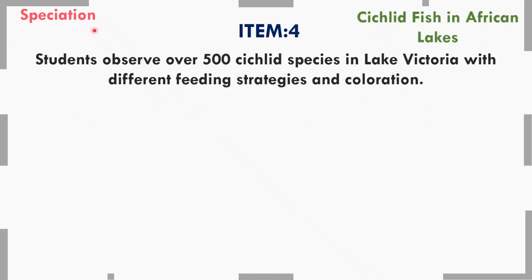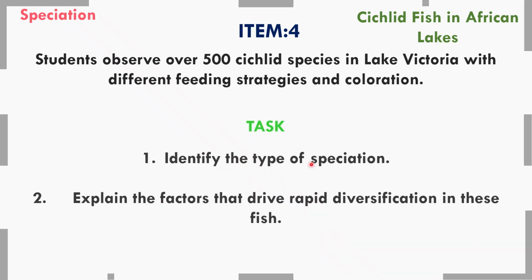Still under speciation, let us look at cichlid fish in African lakes. Students observe over 500 cichlid species in Lake Victoria with different feeding strategies and coloration. Identify the type of speciation. Explain the factors that drive rapid diversification in these fish.